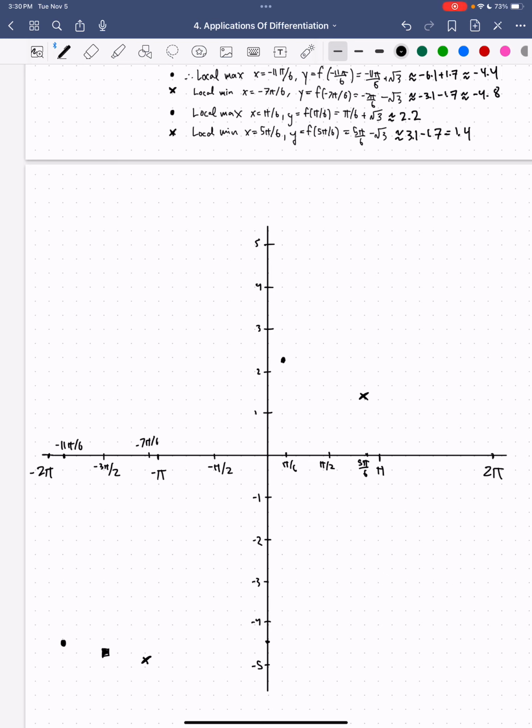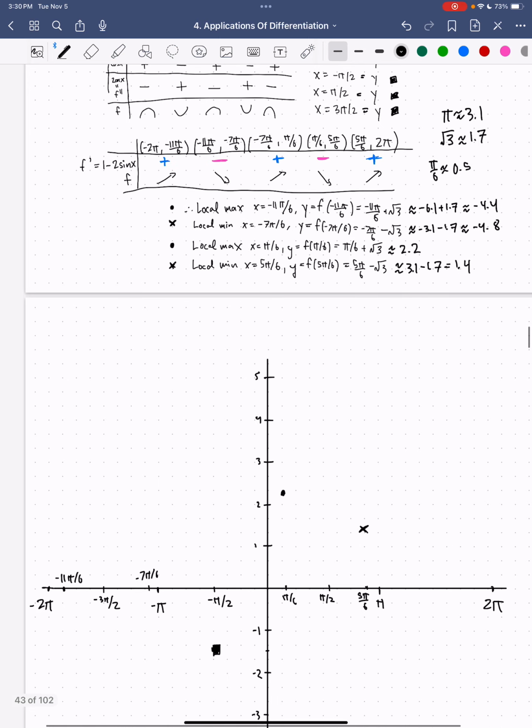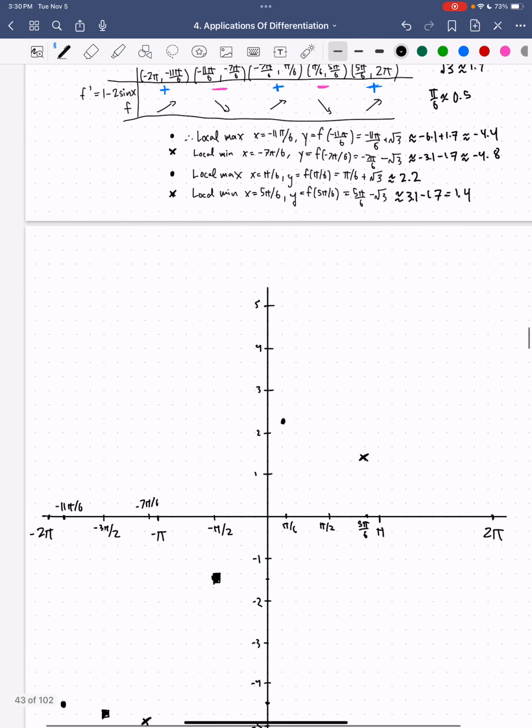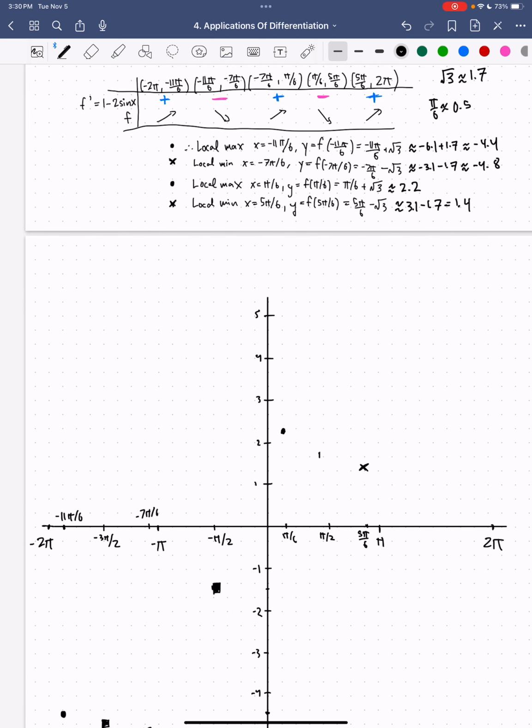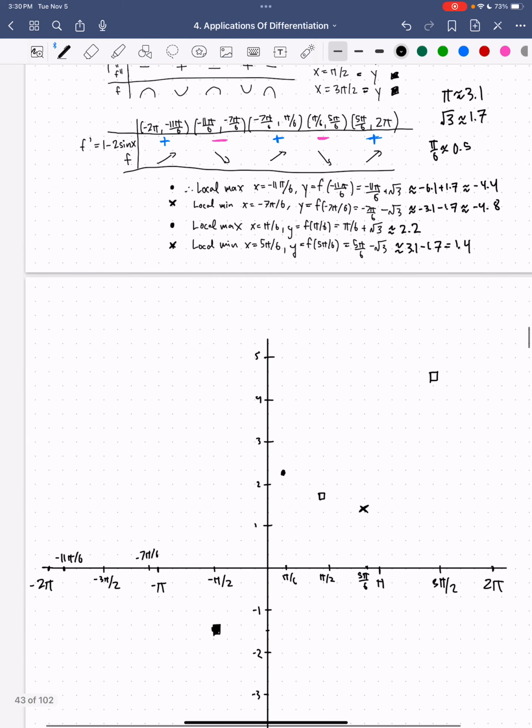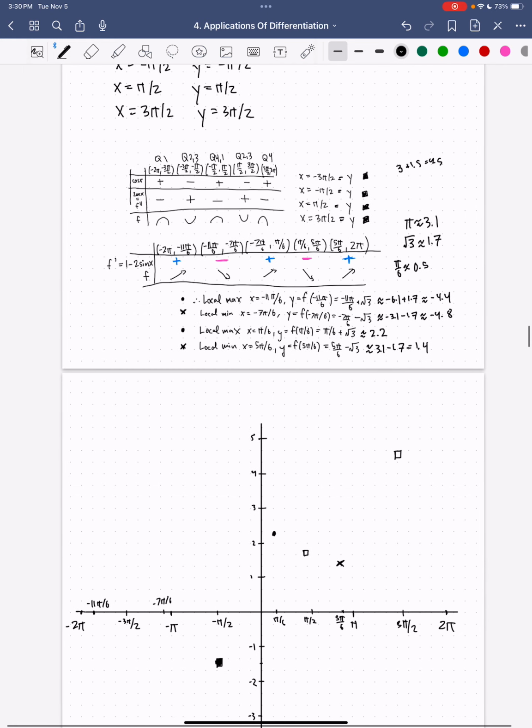Then we also had one at negative pi over 2, and again, we're going to say that negative pi over 2 is about 1.5. So we have this inflection point here. Then we had another one at pi over 2 and another one at 3 pi over 2, which is 4.5 we said. Wonderful. Okay, so now we're ready to connect.